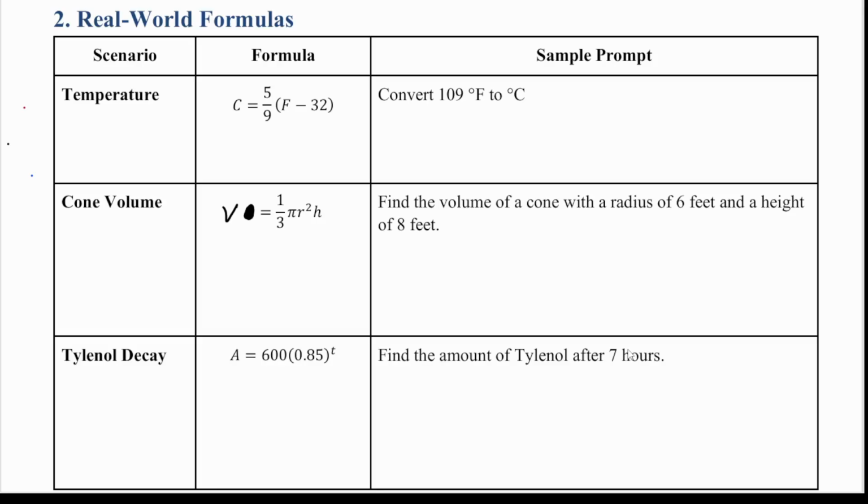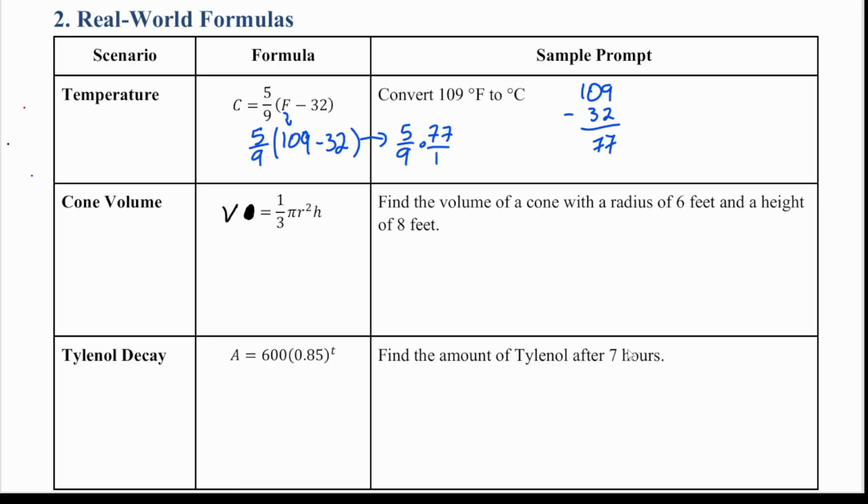Okay, so here, if we have this formula, C is Celsius, F is Fahrenheit, and it says convert 109 degrees Fahrenheit to Celsius, very practical problem. All you're going to do is everywhere you see a Fahrenheit in this equation, you're going to replace it with its value. Then you want to follow order of operations where you first want to do the parentheses. So you want to do 109 minus 32. That is 77. So that will end up getting you 5/9 times 77 first.